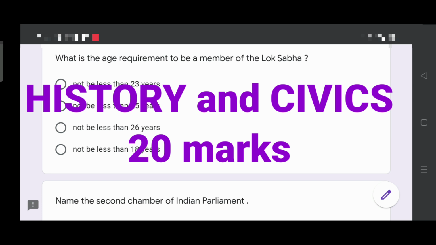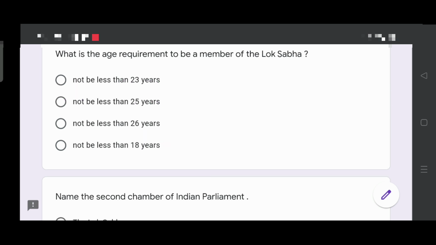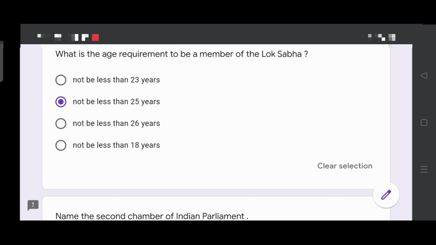There are 20 questions, 20 marks, and question number 1 is: what is the age requirement to be a member of the Lok Sabha? A person who wants to be a member of the Lok Sabha must not be less than 23 years, must not be less than 25 years, must not be less than 26 years, or must not be less than 18 years. The qualifications of the members of the Lok Sabha. Learn the qualifications: 23, 25, 26 or 18. And the right answer is he must not be less than 25 years of age.